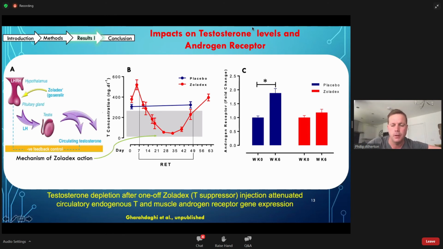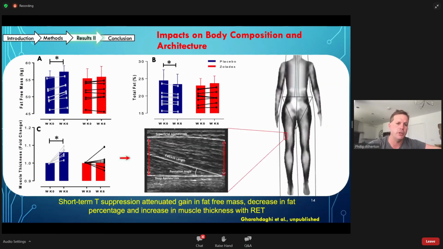Again, we looked at androgen receptor and we see that in the placebo group, in the younger men, it goes up, and in the Zoladex group, it does not. For body composition, fat-free mass increased in the placebo group as expected, as did muscle thickness. If you look at graph C, body fat decreased, if you look at graph B. But at the same time, we saw that provision of the Zoladex, which pushed them into the hypogonadal state, completely blocked all of the adaptations that we were able to see in the placebo group.